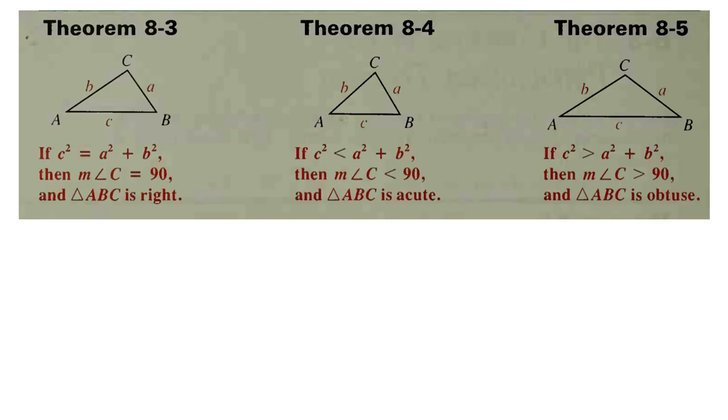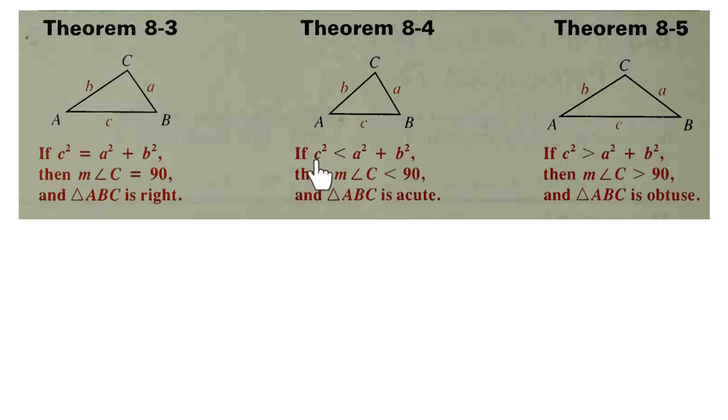So now we're led into these 3 useful theorems. It's a lot of stuff here, but it's not that hard. This one says that if c squared is equal to a squared plus b squared, so essentially, if the Pythagorean theorem's working, then it's a right triangle. Okay, that's obvious here.